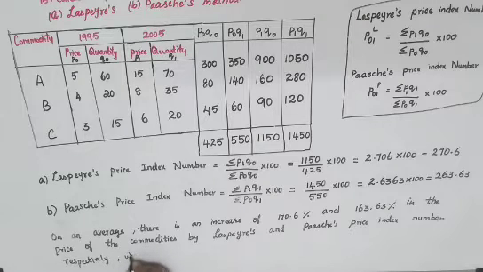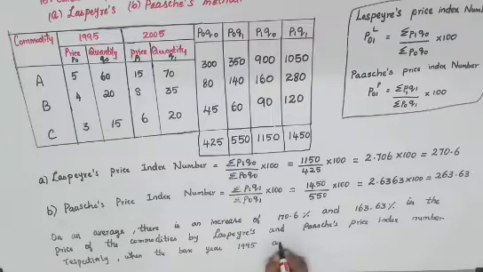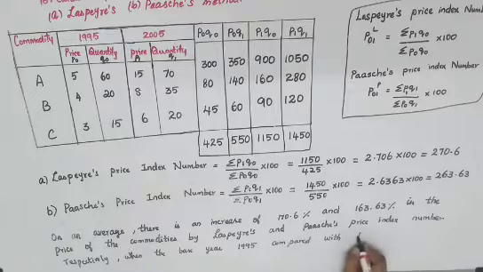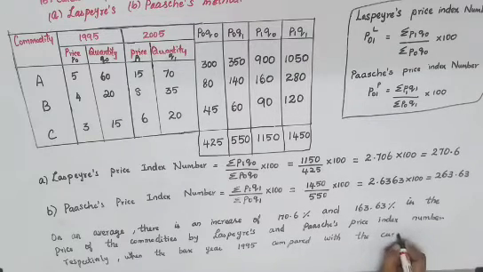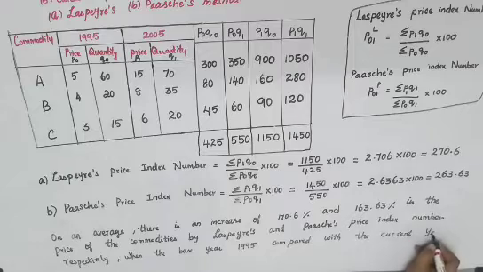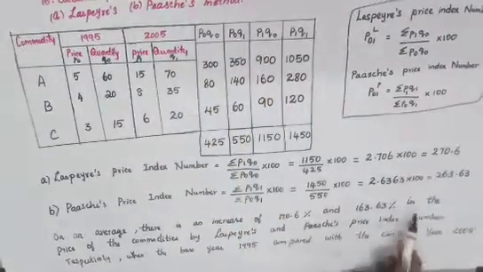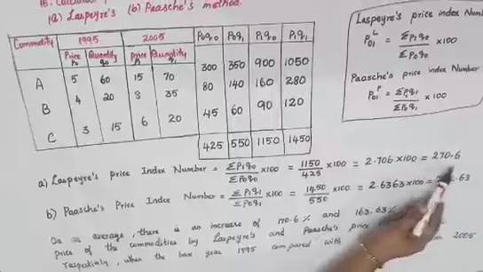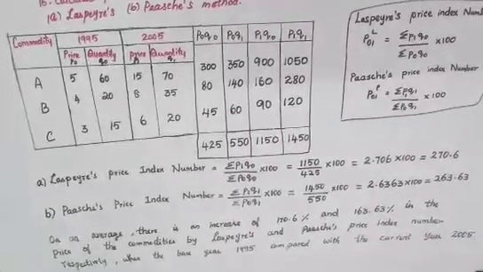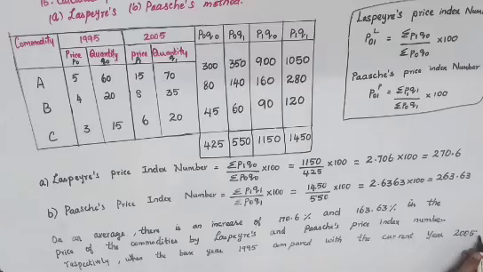When the base year (1995) is compared with the current year (2005). They have asked you to find for 2005 only. Therefore, the increase from the base year to the current year is 170.6 and here 163.63. So this is the answer for your 15th question.